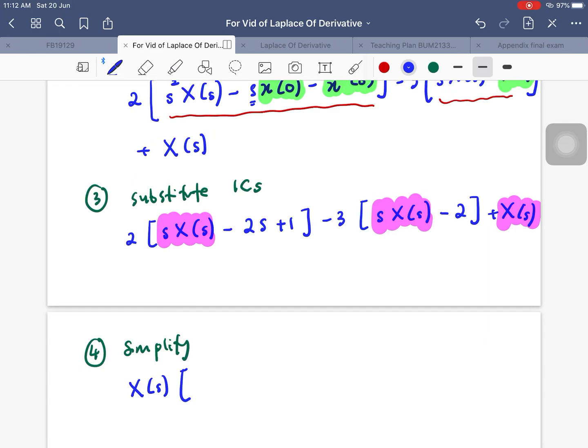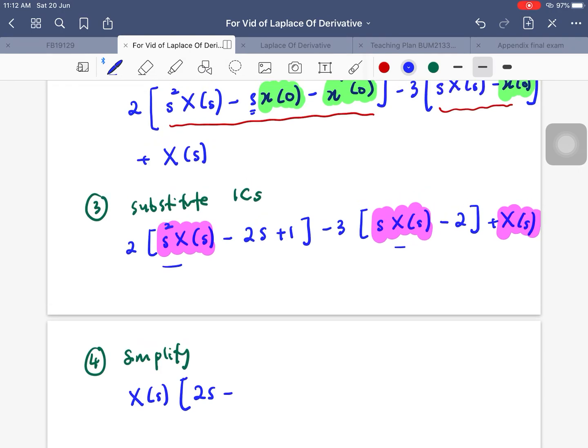So X of s, the first term is going to be 2s. This is for this one. This one is going to be, this is s square, I copied that wrongly. So this is going to be 2s square. Okay, so when I factorize the X of s, I will end up with 2s square, because this is actually s to the power of 2. And this is going to be minus 3s, and the last one is going to be plus 1. So that is how my function looks like.